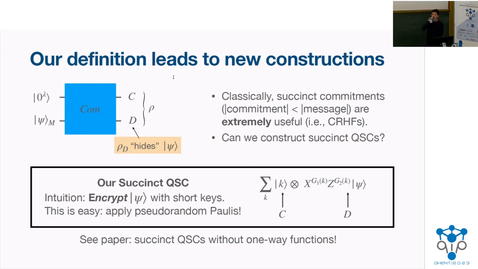I was wondering whether you had thought about interactive commitments, because in the classical setting, interactive commitments are interesting to consider. I'll say two things about that. It's hard to define security for an interactive commitment, and we thought about this. But you can turn any interactive commitment into a non-interactive commitment. So if you give me a construction for an interactive commitment, I can turn it into a non-interactive one and prove security of that one. But defining security of an interactive commitment is not so straightforward, I think.